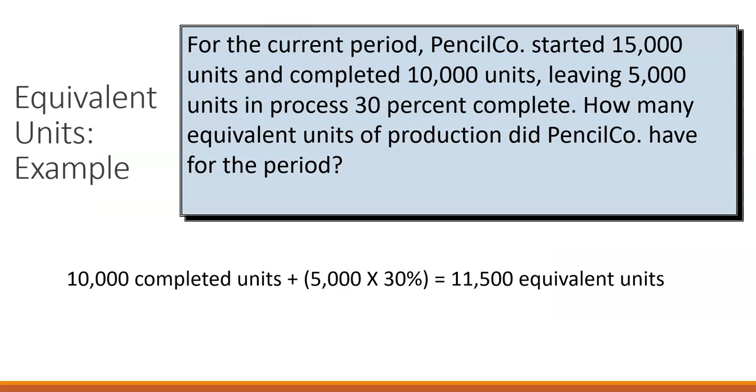In this example, we have a pencil company. They started 15,000 units and completed 10,000 units. The 5,000 units in process are 30% complete at the end of the period. How many equivalent units of production did Pencil Company have for the period? So we take our 10,000 completed units and then we add 5,000 work in process units at 30% complete to get our equivalent units of 11,500. We use that number of units to apply costs for the period.